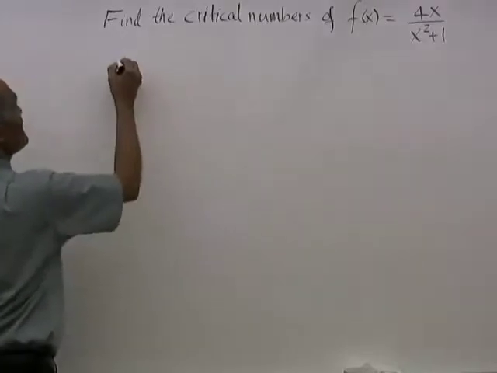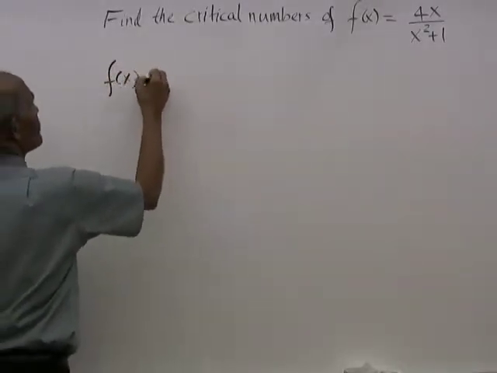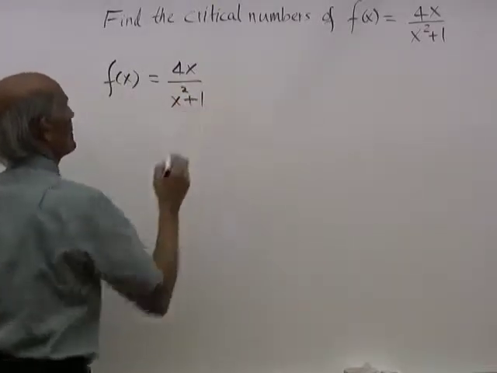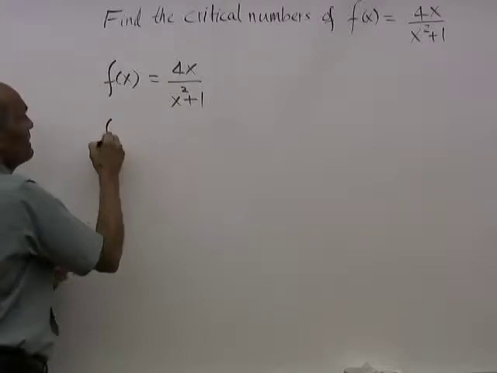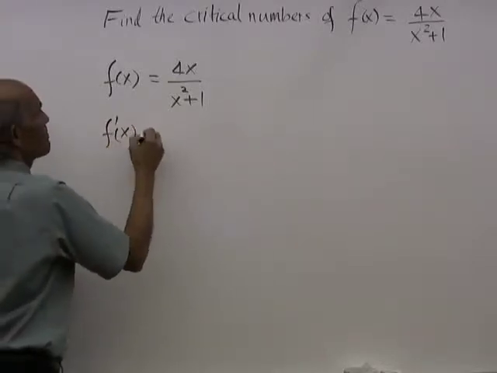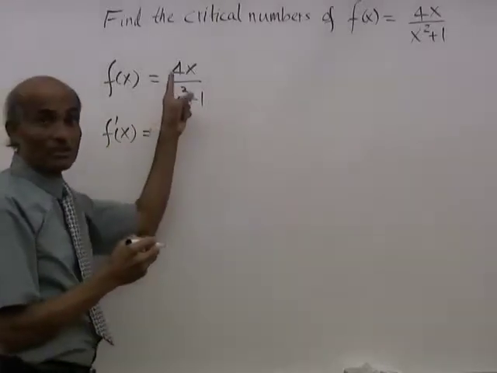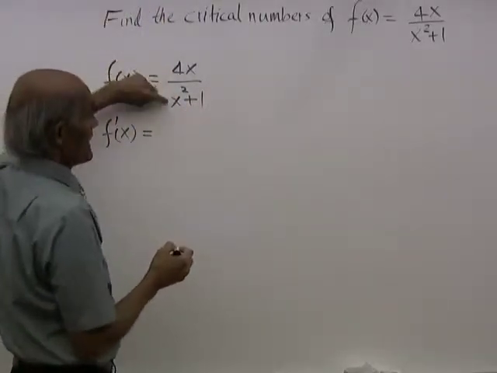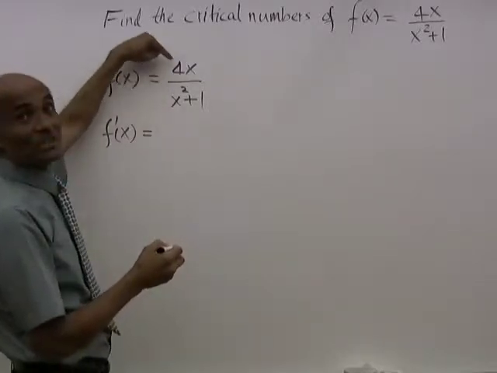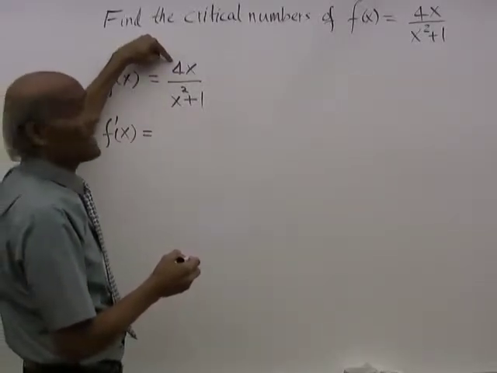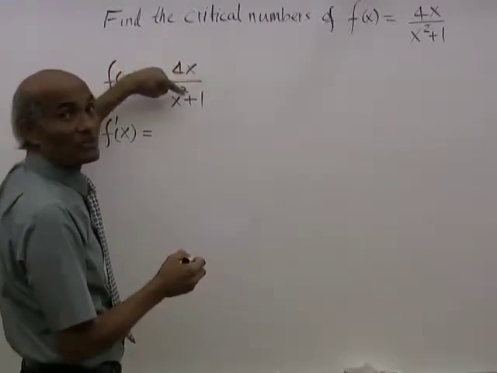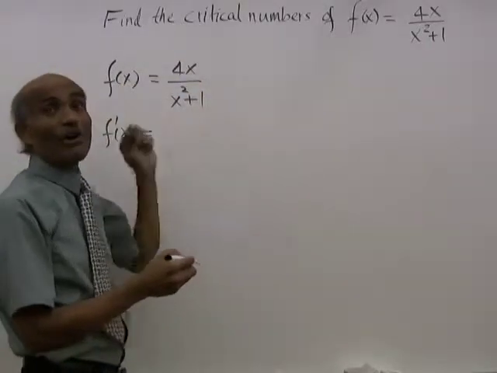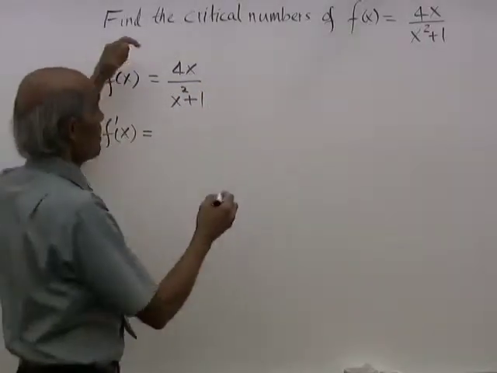All right, let's write down the function. f of x equals 4x over x squared plus 1. Alright, help me find the derivative of this. f prime of x equals, this is a quotient, so we need to apply the quotient rule. What's the quotient rule? Denominator times derivative of the numerator minus numerator times derivative of the denominator, all over square of the denominator. Alright, let's do that.